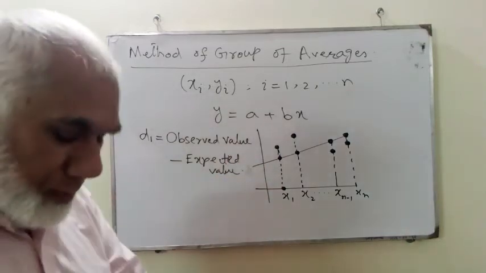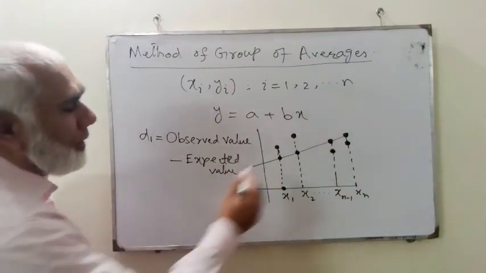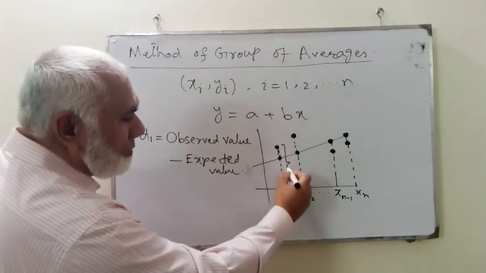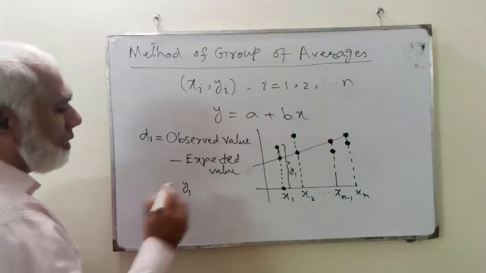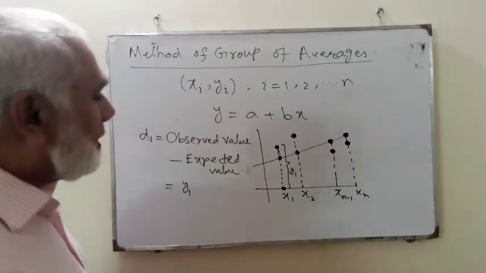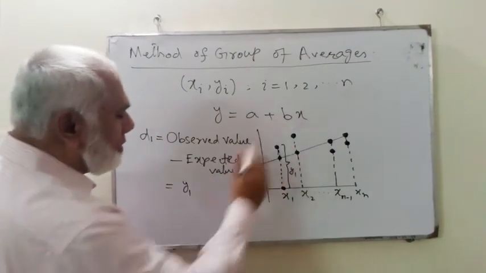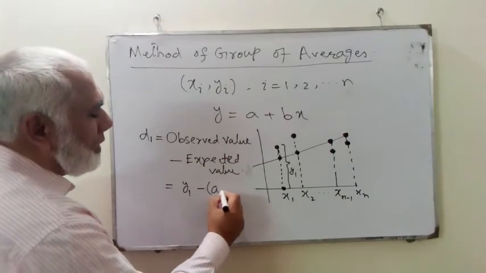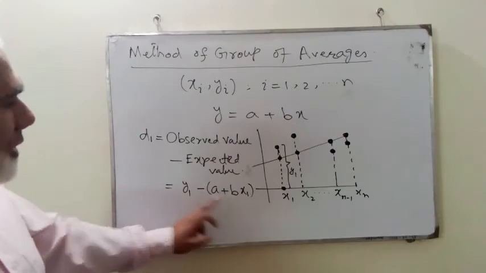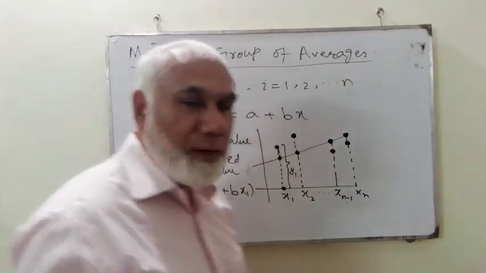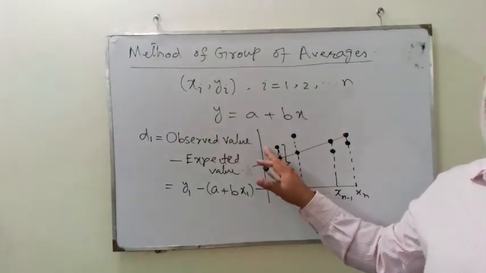And you can see here the observed value is slightly above the line, and if I label the observed value, call it y1, so in mathematics we can write it is equal to y1. And the expected value, this x coordinate must satisfy this equation, so I can take it as a plus b times x1. So the difference of these two values gives you the first difference or deviation, which corresponds to the expected value and the observed value.